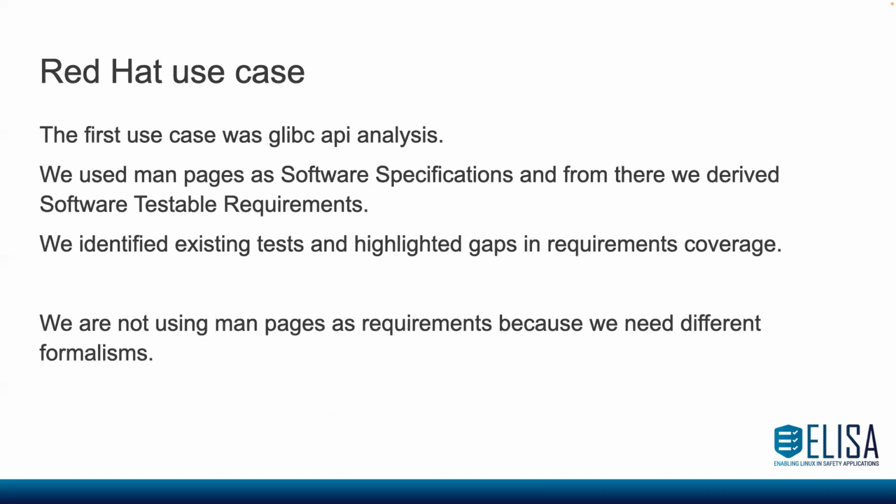At Red Hat, we used Basil to analyze the glibc APIs that were in our safety scope. In doing so, we used man pages as a software specification, and we derived testable requirements from them. Thanks to this approach, for example, we also identified gaps in test coverage.